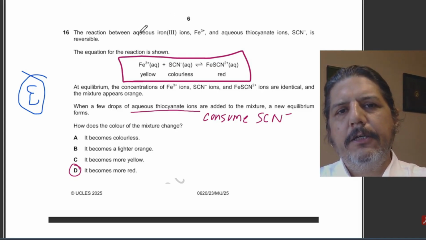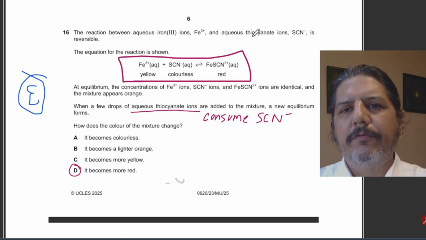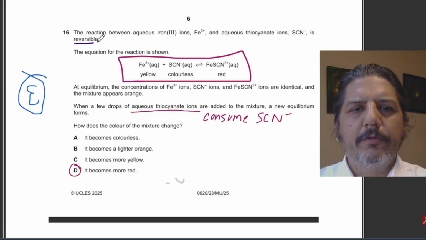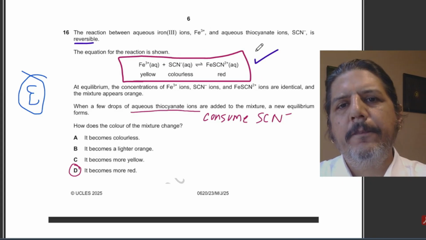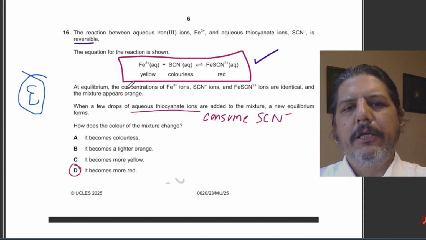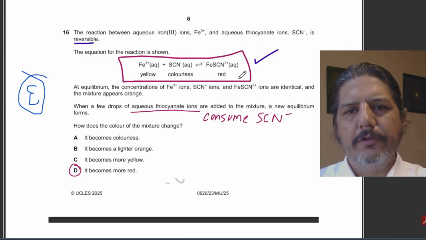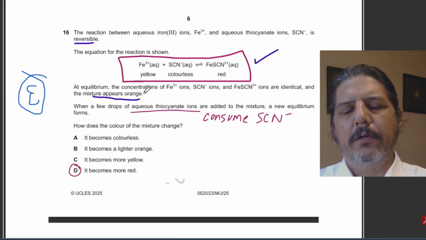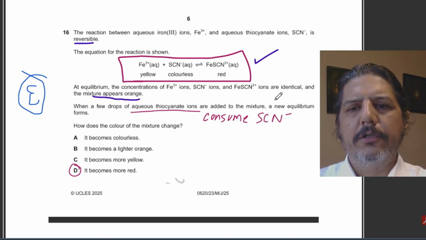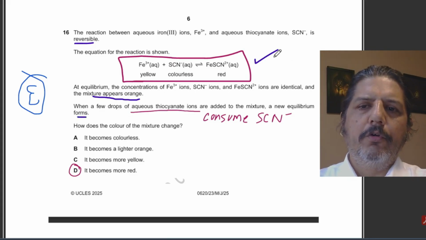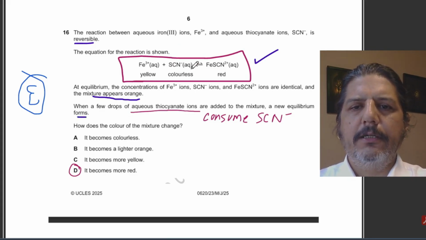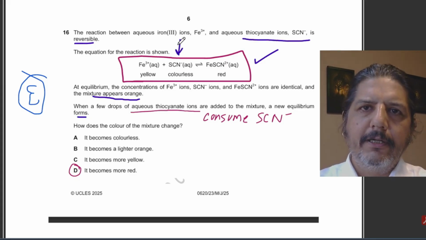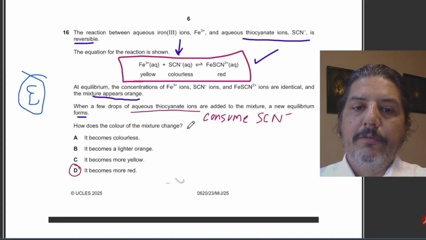The first question says, the reaction between aqueous iron 3 ions and SCN is reversible. The equation for the reaction is shown. This is a reversible reaction. When equilibrium concentrations are identical, the mixture appears orange. So at equilibrium the mixture appears orange. When a few drops of aqueous thiocyanate ions are added to the mixture, a new equilibrium forms. So what you do is you add aqueous thiocyanate ions. These are the ions that you will be adding to the mixture. How does the color of the mixture change?